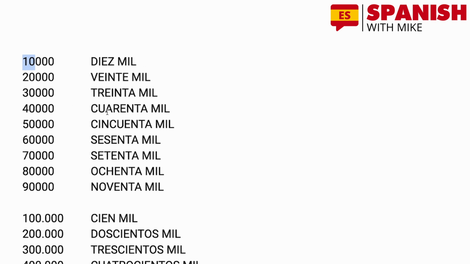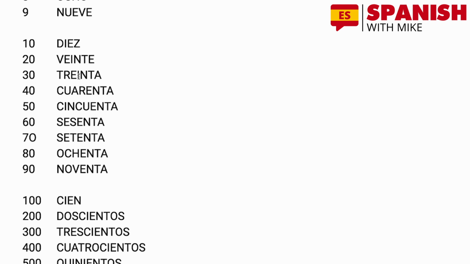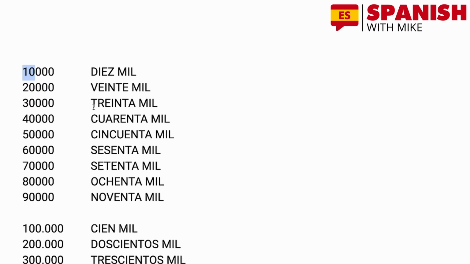So here in the 10,000s, we do have the tens plus the word mil. 10, 20, 30, 40, the ones that we just learned here. 10, 20, 30, 40, 50, 60, 70, and the word mil for the thousand. 10,000, 20,000, 30,000, and so on.